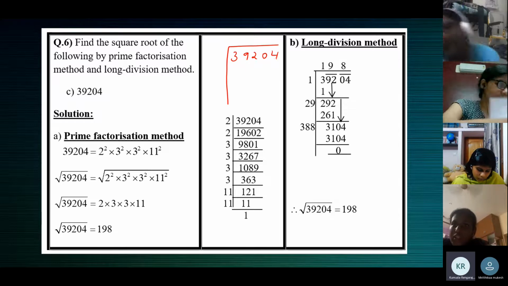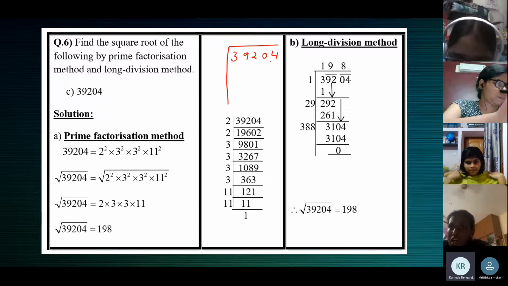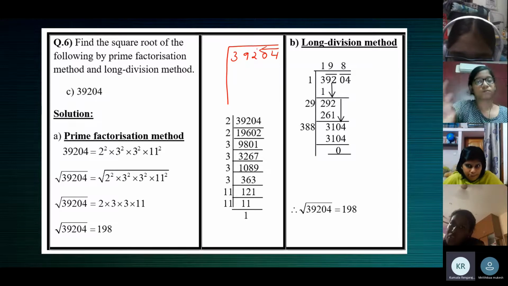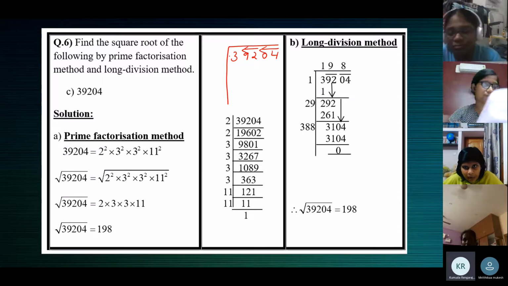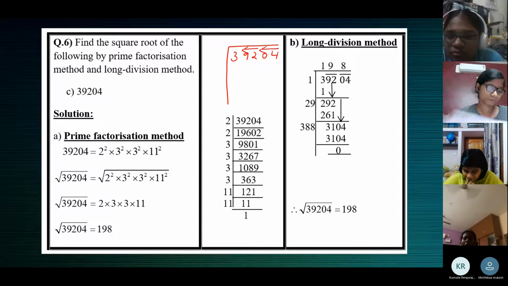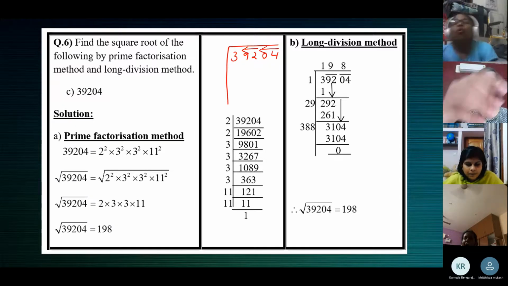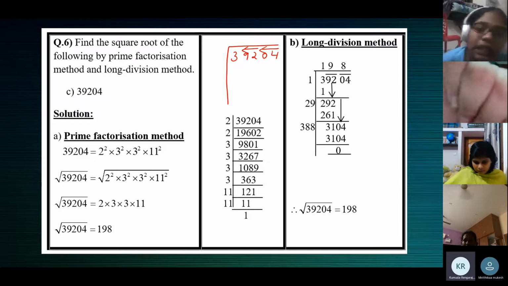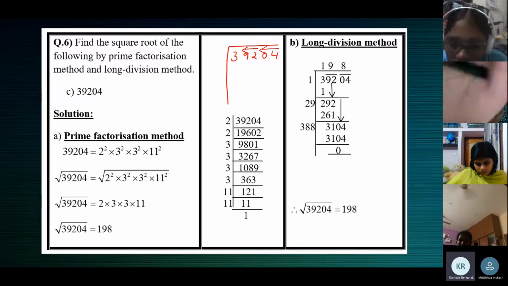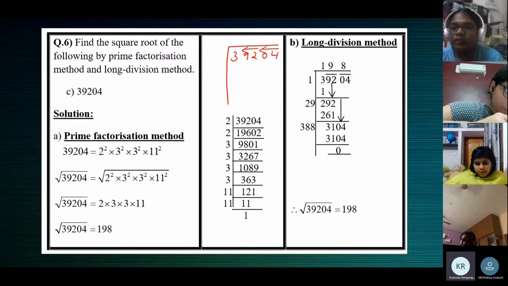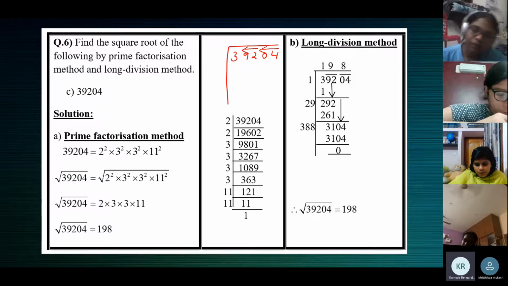So we need to group the digits in pairs from behind. So 0, 4 makes a pair, 9, 2 makes a pair, 3 stands alone, because the number has only 5 digits. So you cannot group it in twos completely.